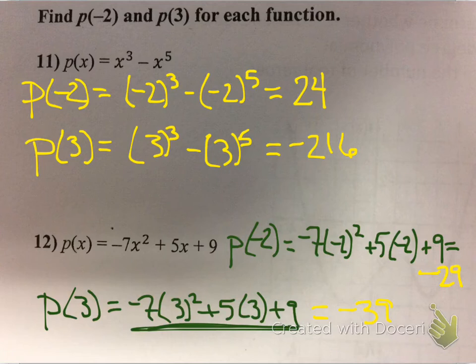11 and 12, all you got to do is plug in the numbers that are in the parentheses in place of the x, and you'll have your answers. So you just type them in the calculator and you press enter and you should have your answers. So those I don't think I need to go over too much. They're pretty easy to do.